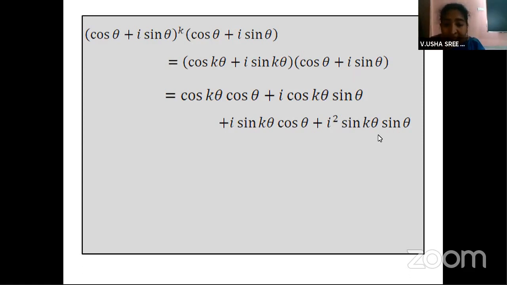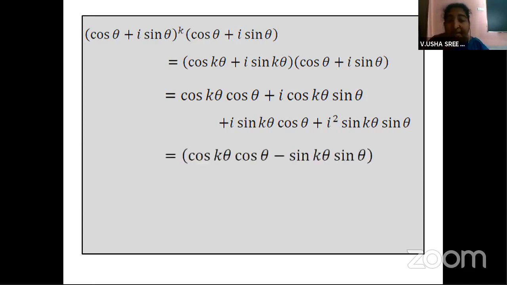Hope you got this. Then we already know i square is minus 1. This is what we have seen in the complex number topic, isn't it? So instead of i square, we will substitute minus 1. When I substitute, children, what happens to this term? It becomes minus sin k theta sin theta. That means this i term disappears. When it disappears, what does it mean? It comes to the real part. It comes under the real part of the complex number.